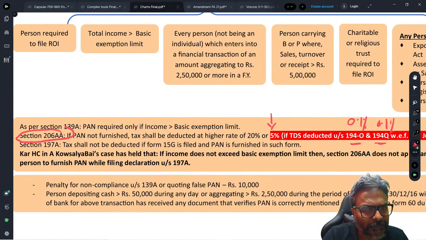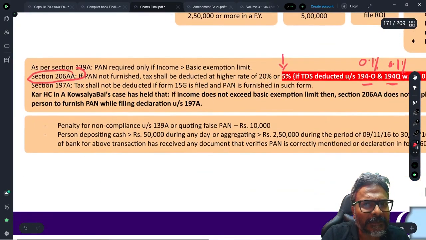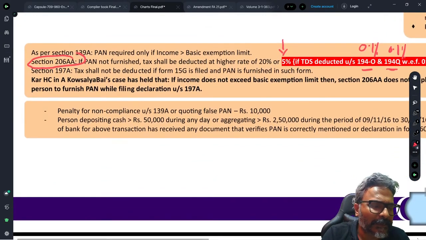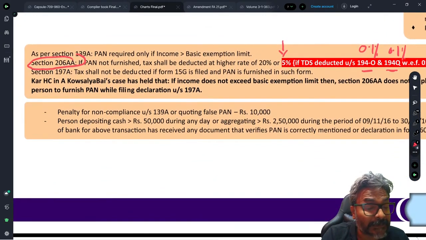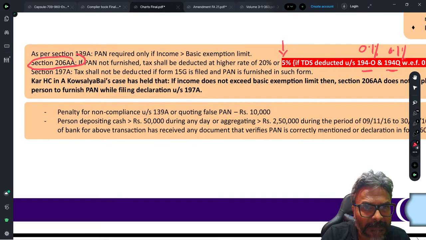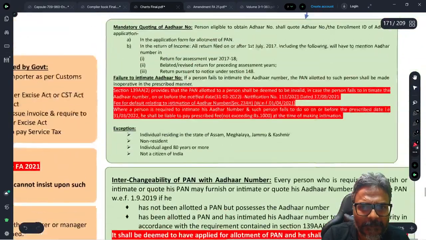So here also, students, wherever this situation occurs, they have said that the TDS rate in this context will be at the rate of 5%. The TDS would be at the rate of 5% for the case of 194O and 194Q where the PAN has not been furnished, okay? So just keep this particular point in mind, and with that we proceed further.